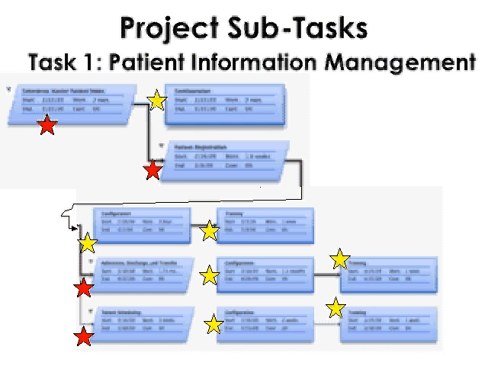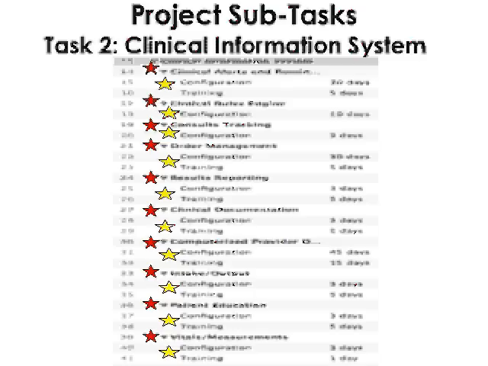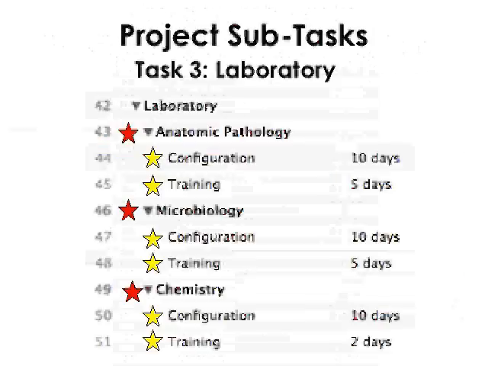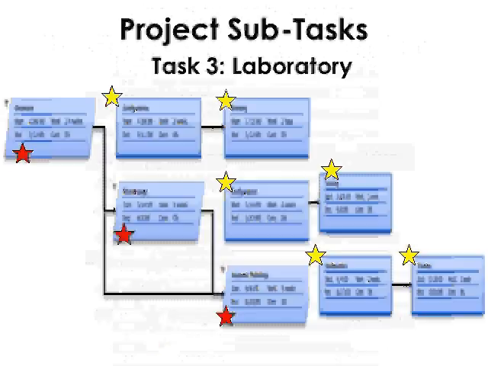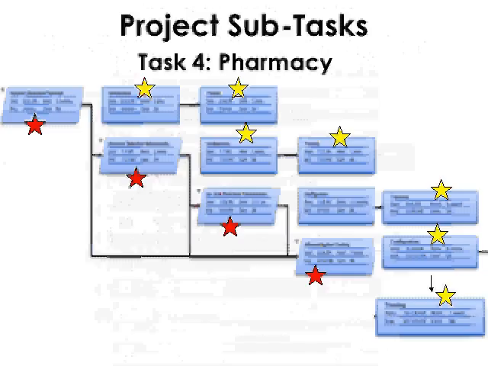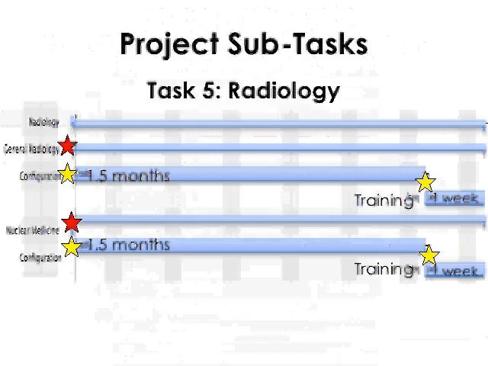Here is the list of subtasks for clinical information system and the flowchart of the primary subtasks. Here are the subtasks for the laboratory and the flowchart of the subtasks. Here's the list of subtasks for the pharmacy and the flowchart of the subtasks. Since the following high-level tasks have fewer subtasks, I will show an additional flowchart instead of the list.